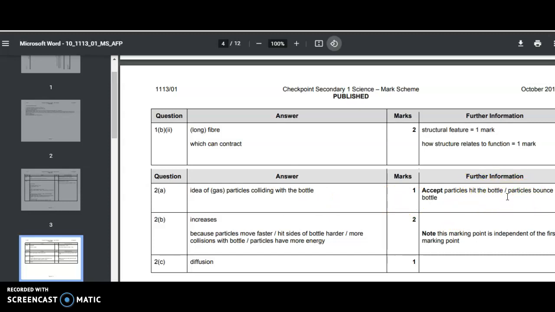Make sure you include the word like colliding or hitting or bouncing, and make sure you include the bottle, the container, the wall, something. Again, it's 1 mark, but you need to actually have both of those things to get 1 mark.